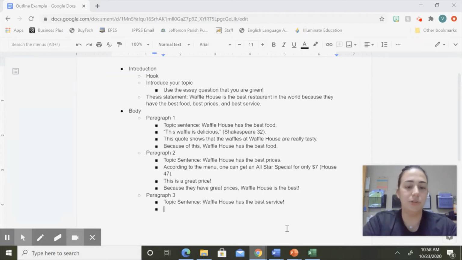And then you include your quote or text evidence right here. Then you explain your evidence. And then relate it back to your thesis. Boom. That's what we learned. After your body paragraphs, what do you do? You write your conclusion.